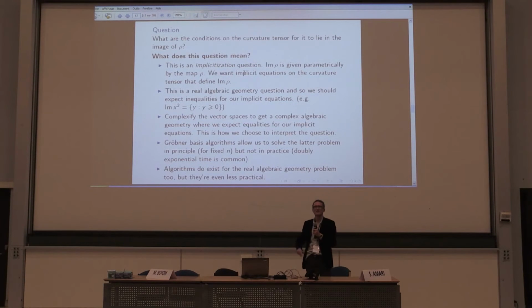But if we ignore that and just complexify everything and say we've got the map rho is well defined between complex vector spaces, can we find a nice algebraic variety that describes the complexified image of rho? And then there's an algorithm for that, using Gröbner bases. In principle, you could put it through the machine of Gröbner bases, and it will give you a formula saying the curvature tensor satisfies maybe the following quadratic and the following cubic in the curvature tensor.